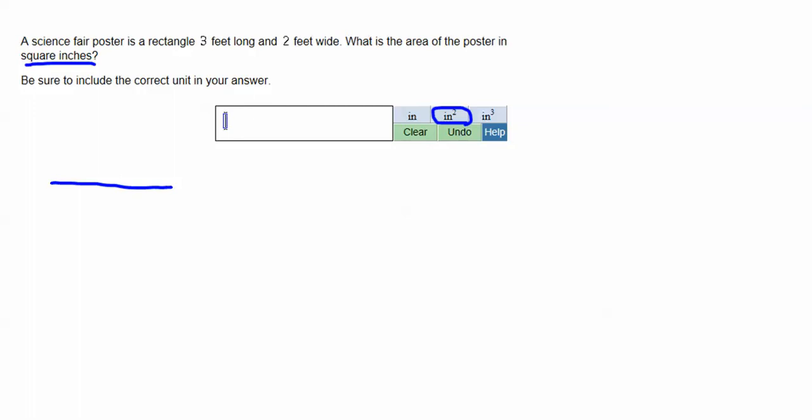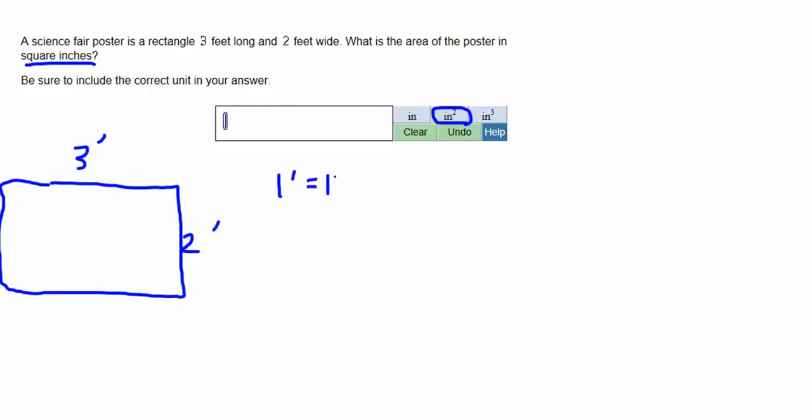I'm going to go ahead and draw the diagram. Three feet long and 2 feet wide. And they want the area in square inches. So 3 feet is how many inches? In 1 foot there are 12 inches. So in 3 feet, 12 times 3 is 36 inches. In 1 foot, there are 12 inches, so in 2 feet, there are 24 inches.